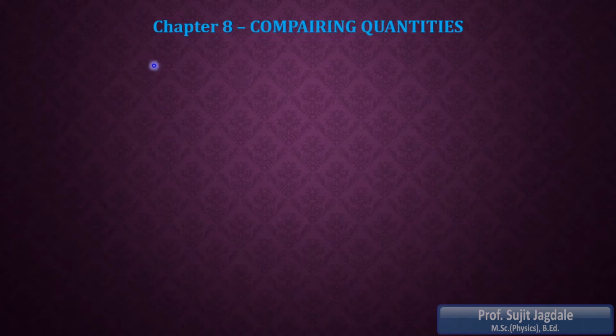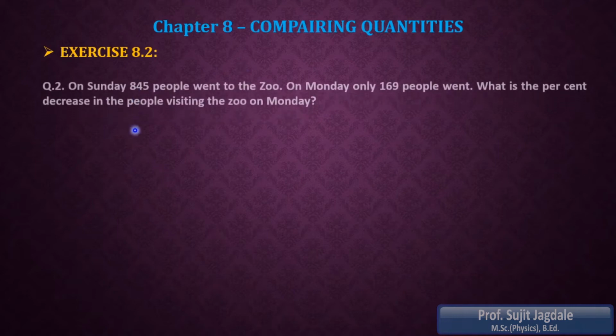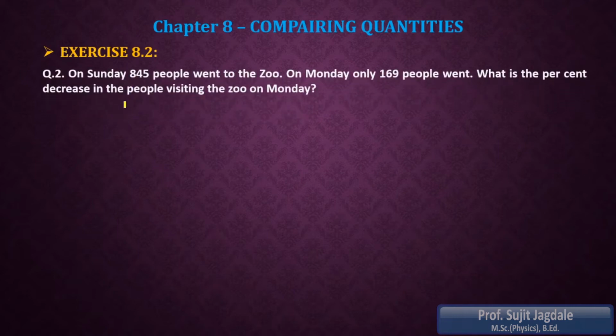Now today we are going to consider the next question, number 2 from exercise 8.2. In the previous lecture we had considered example number 1, which is a word example. Now the second is also going to be a word example. It is very simple. Again we have to calculate the percentage decrease. That type of example is there. In the previous example we had taken percentage increase. Here percentage decrease is there.